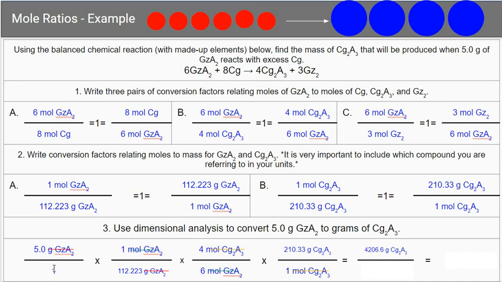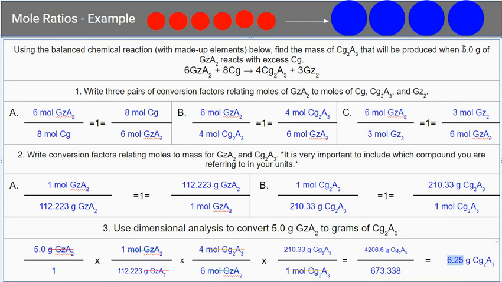So let's multiply across the bottom now. So we're going to multiply 1 by 112.223, no units, multiplied by 6, no units, multiplied by 1, no units. And if you put that into your calculator, that's going to give you 673.338. And so the last thing we need to do is divide 4,206.6 by 673.338. And our final answer is 6.25 grams Cg2A3. That's exactly what we wanted. Right? We wanted to know the mass of Cg2A3. This gram seems much more reasonable, right?